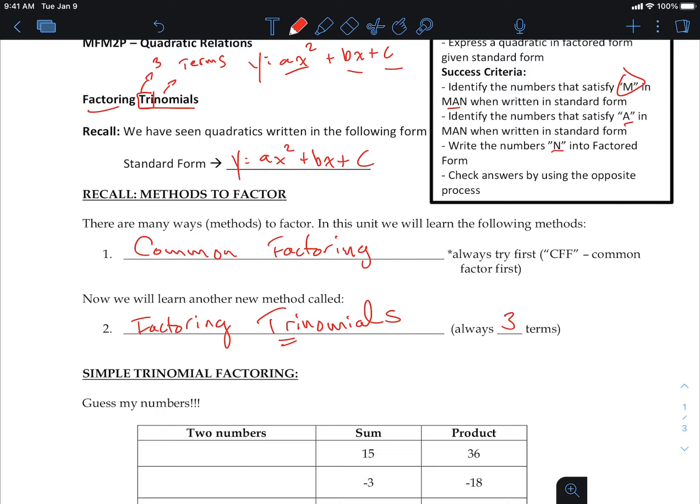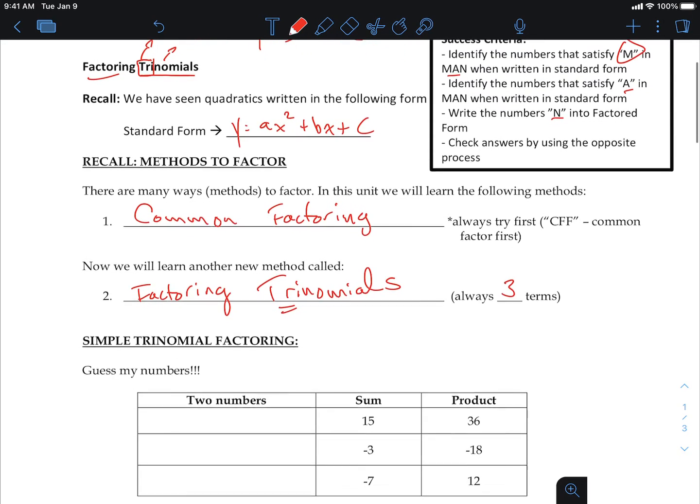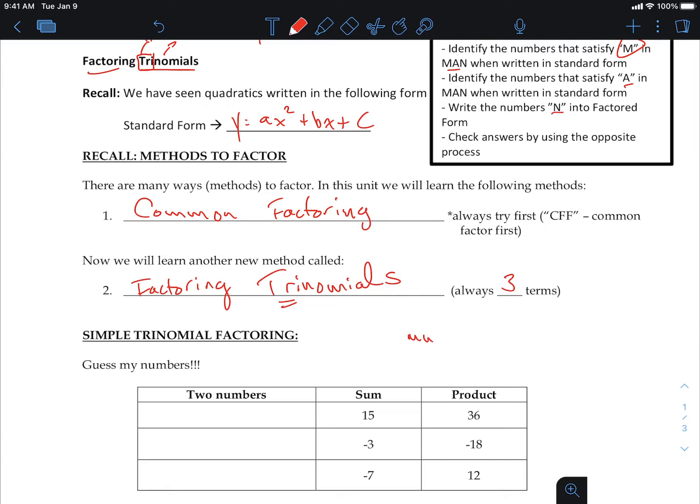So here's the catch to this whole lesson. It's going to rely on your multiplication tables. That's what we need. You're going to have to be able to multiply a little bit in your head. So here's the game that we've got. We need to find 2 numbers that sum, remember the word sum is add, and the product is multiply. So our game is, can we come up with 2 numbers that add to 15 and multiply to 36?